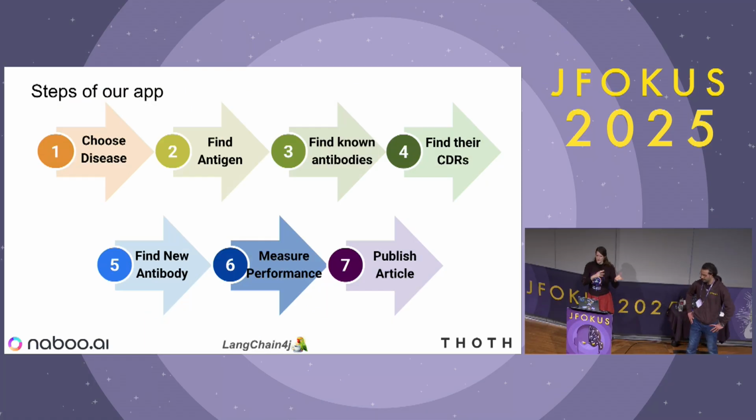We pick a disease together with the AI. We reason like what would be a nice one. We choose one. Our app is going to find an antigen for this disease in the literature. It's going to find any known antibodies that are already out there in the literature. It's going to find their CDRs, so their sequences, and how well they performed. Then, based on all that existing information, we want to design a new antibody, measure its performance, and publish an article if we were somewhat successful.